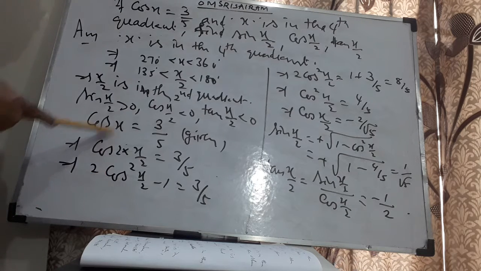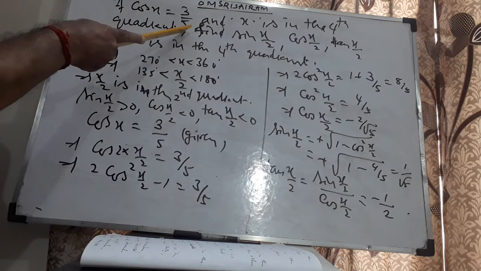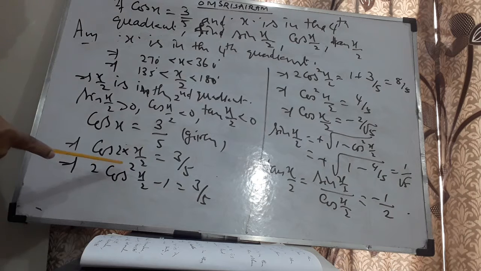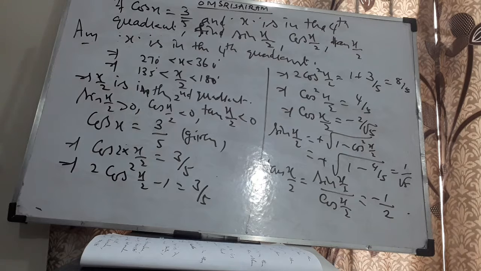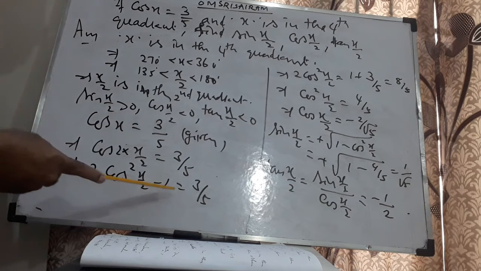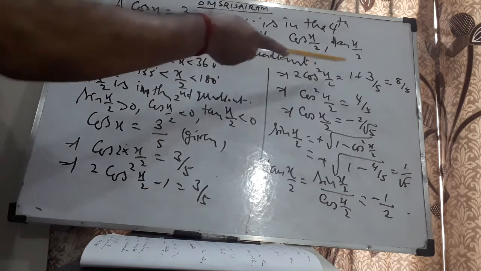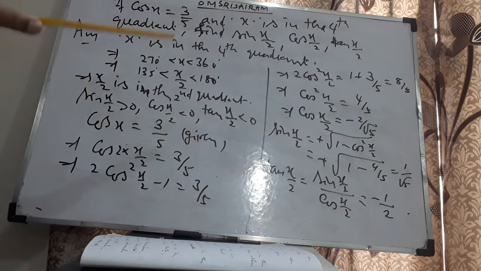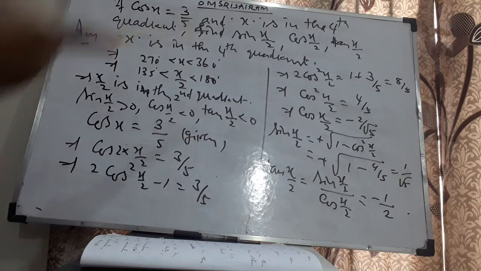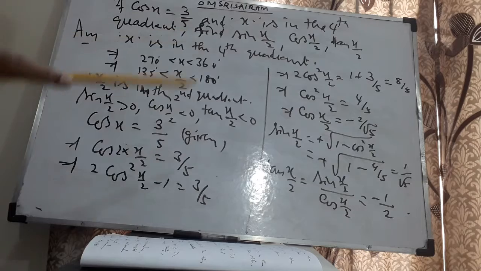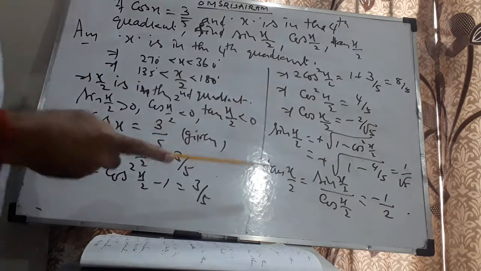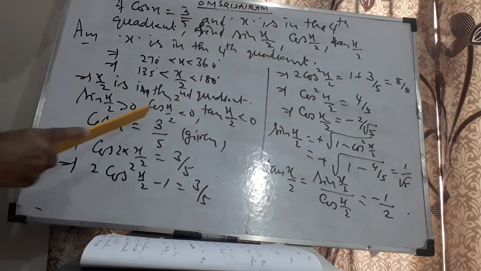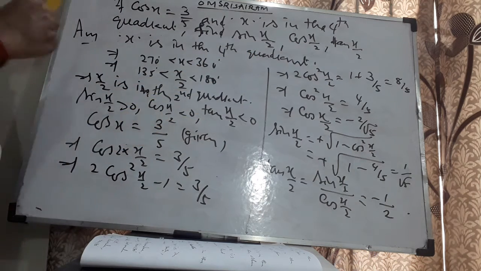Come back to cos x, that is the value given to you in the question itself. I'll write it as cos 2 into x by 2. Let me use the cos 2a formula which involves only cosine. 2 cos square x by 2 minus 1. 1 plus 3 by 5 becomes 8 by 5. Now divide by 2 throughout. Cos square x by 2 becomes 4 by 5. Cos x by 2 becomes minus 2 by root 5. Take negative square root because cos x by 2 is negative in the second quadrant.